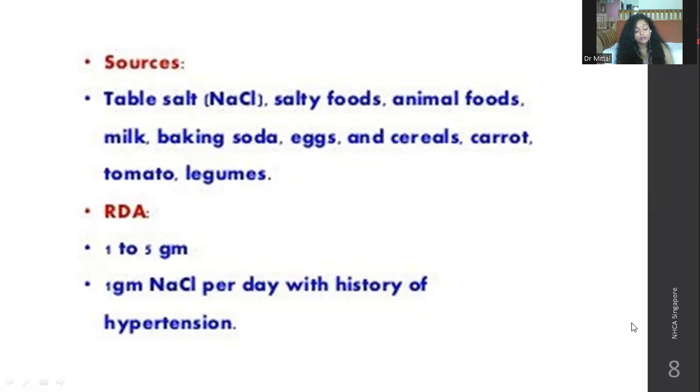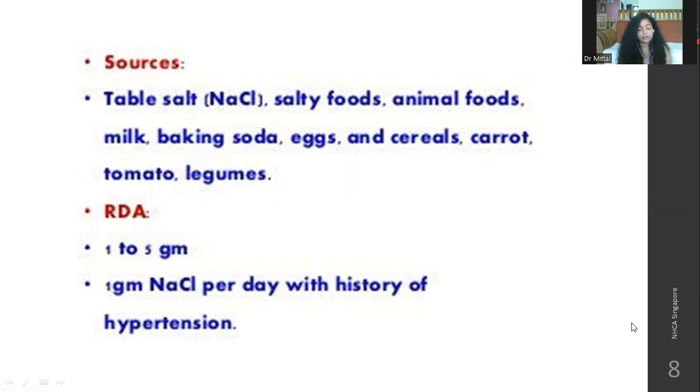Then RDA: 1 to 5 gram is required on a daily basis, which, if you convert it into milligram, is almost the same range given in the textbook as well. Okay, 1 gram of sodium per day for people who have a history of hypertension. But this is again a very general statement. 1 gram of common table salt on a daily basis for BP patients.